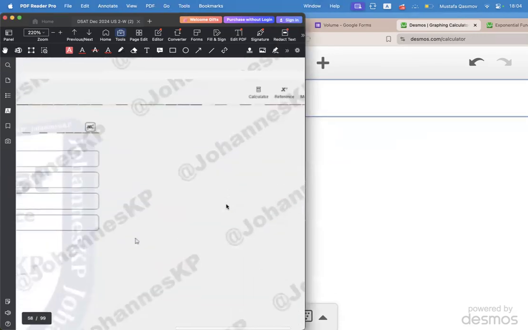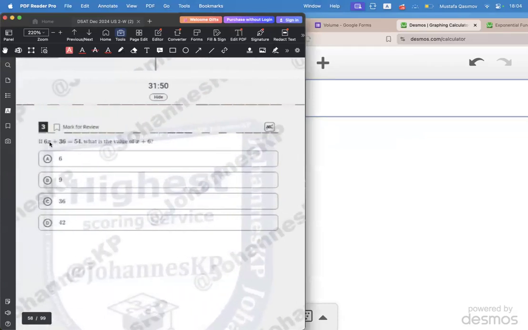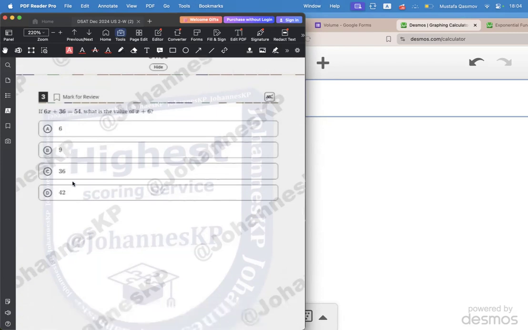Third one. 6x plus 36 is equal to 54. What's the value of x plus 6? Divided by 6. You don't need to find x. Just divide by 6, 9. B.